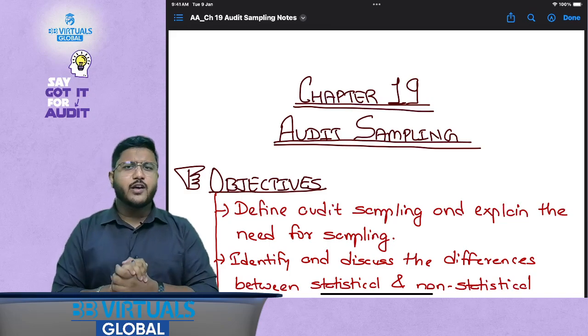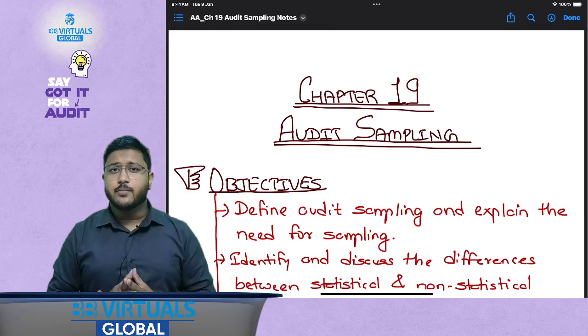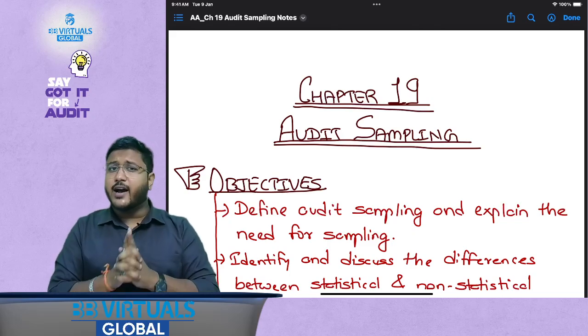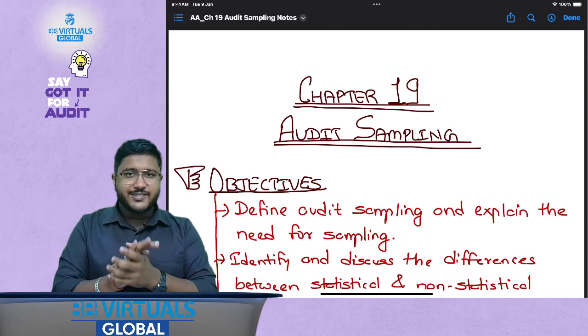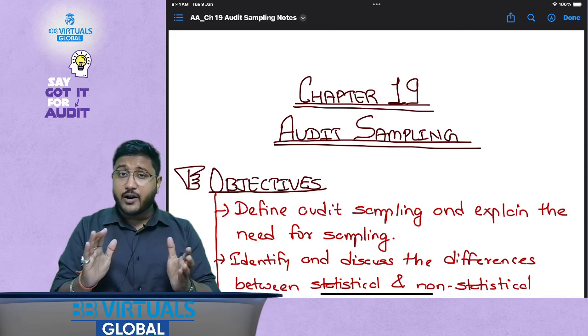My friends, today we are going to revise chapter number 19 of your ACCA AA syllabus, which is audit sampling. This particular topic is driven by ISA 530, which talks about the sampling part. My friends, this chapter is very important for your exam. And why am I saying that?